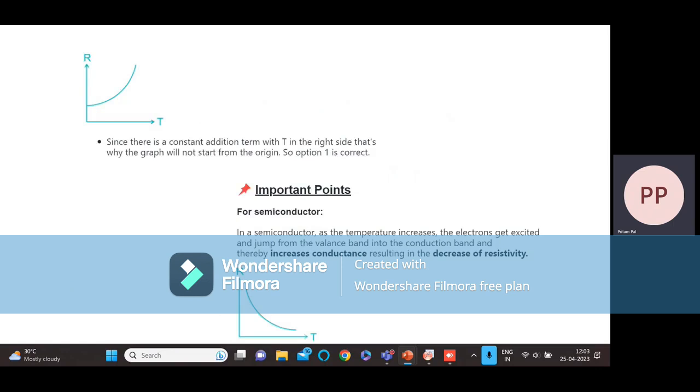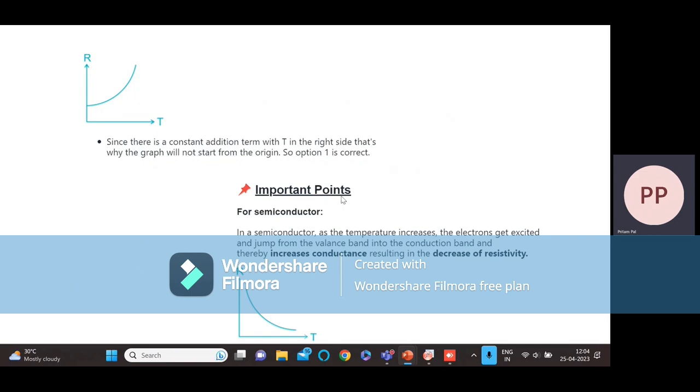Since there is a constant additive term alongside the T term on the right side, the graph will not start from the origin. So option one is correct. This was for the metal. So the first option is correct.